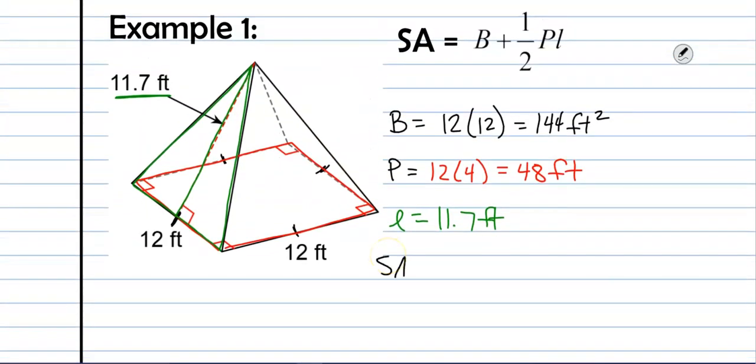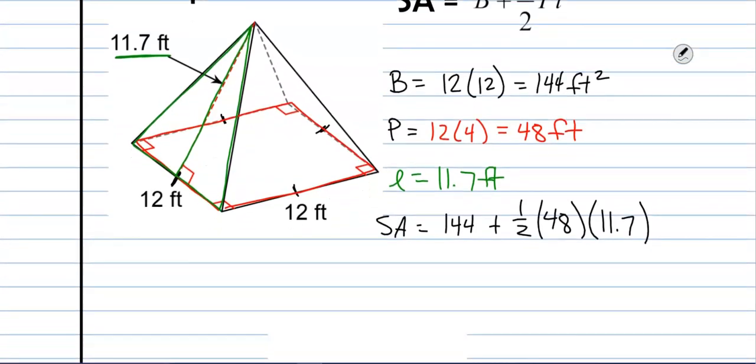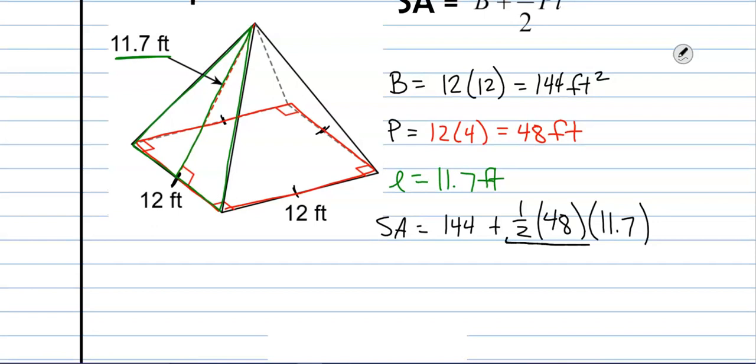So I'm going to write down surface area equals big B, we have 144, plus 1/2 times perimeter, we have that, 48, times that slant height, which was 11.7, like so. Okay, then what I'm going to do next is just do this second half here. That's our lateral area, just going to abbreviate that as LA. That might come up on the worksheet. They may want you to write that separately. So I'm going to go ahead and do that.